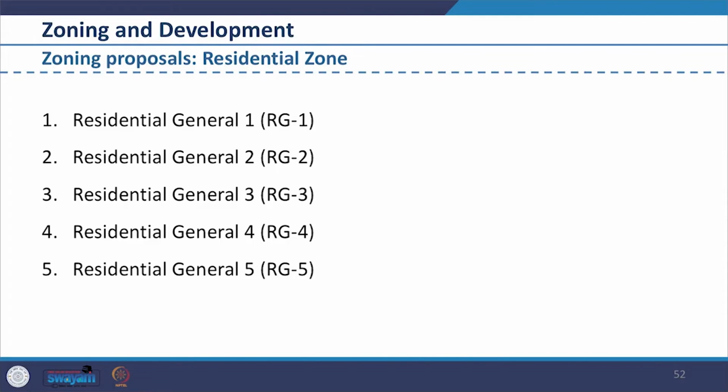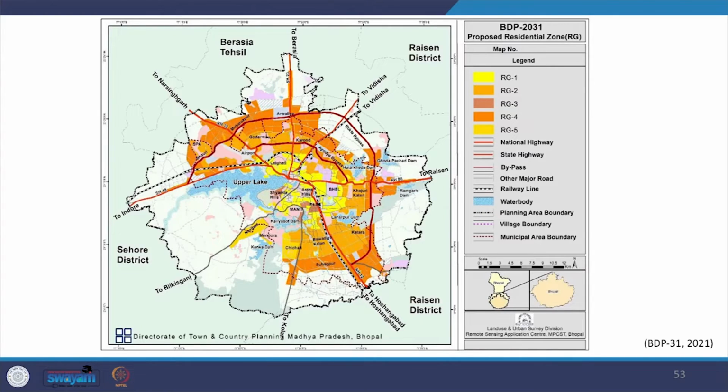Zoning proposals, in order to facilitate the regeneration of existing urban areas in the city and to incentivize mixed use, propose 5 residential zones. As we can see in the list of 5 residential zones identified and the map indicating boundaries and location of the proposed residential zones. We see first is the residential general 1 zone, the existing residential zone as per the Bhopal development plan of 2005. The yellow color central part encircling the lake, as we can see in the map.